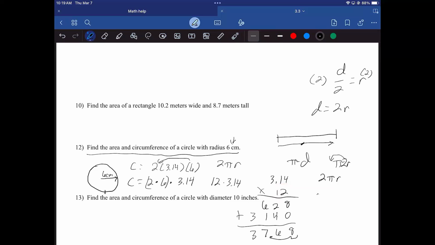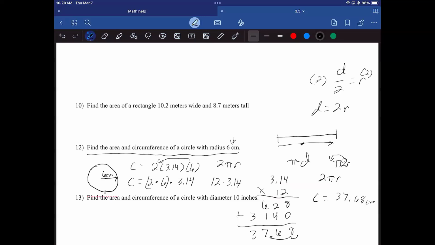And so my circumference is equal to 37.68 centimeters. That tells me if I had to cut a piece of string to fit around this, that's how big it would need to be.